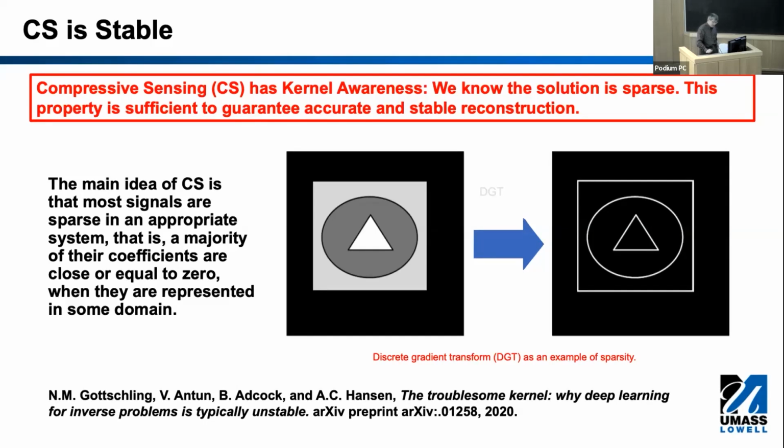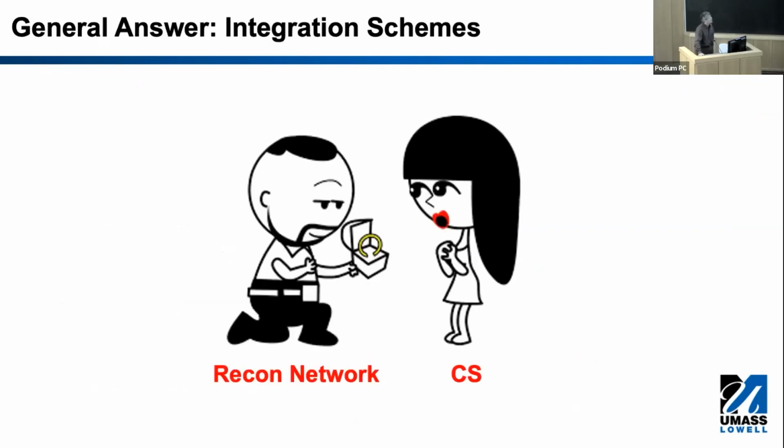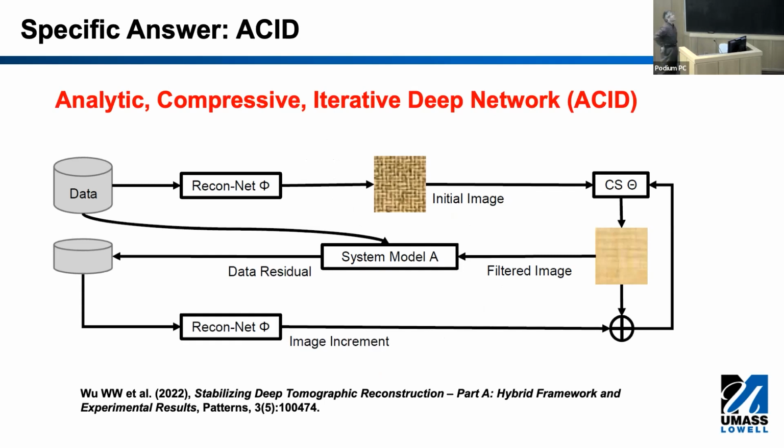So this is CS. Now we already know that one deep reconstruction network is not stable because it lacks kernel awareness. On the other hand, CS has kernel awareness. So we ask the next question: can the neural network be combined with CS to make it stable? Yes. This is basically what we call an integration scheme. Here is our answer. We call it ASIC.